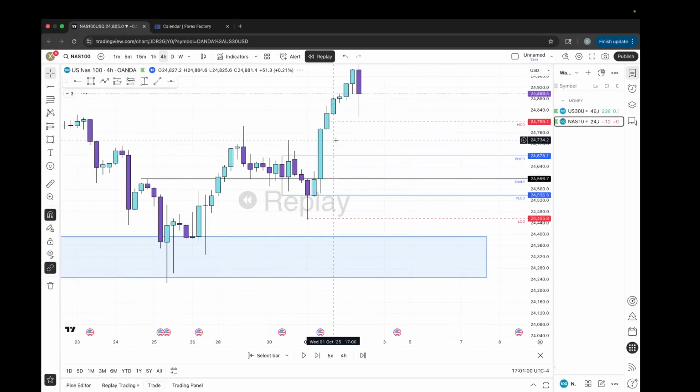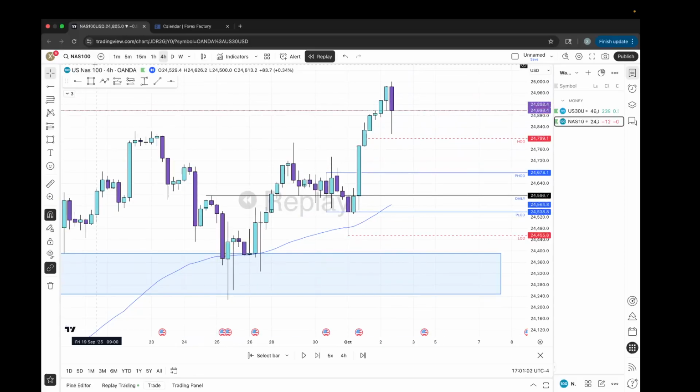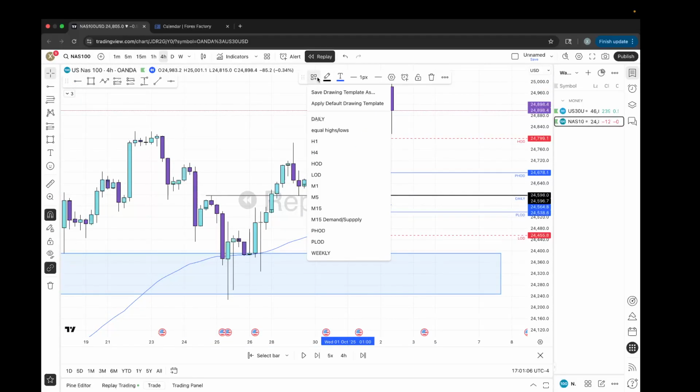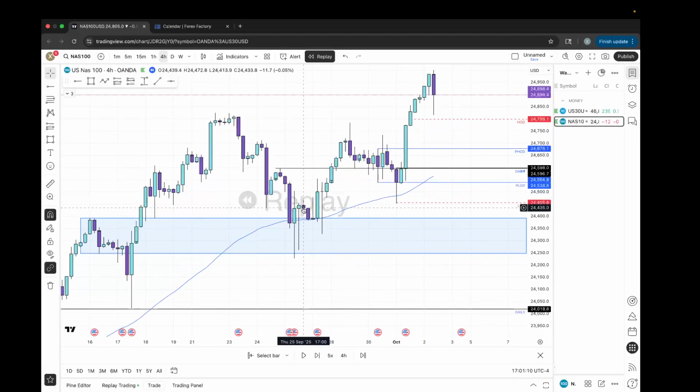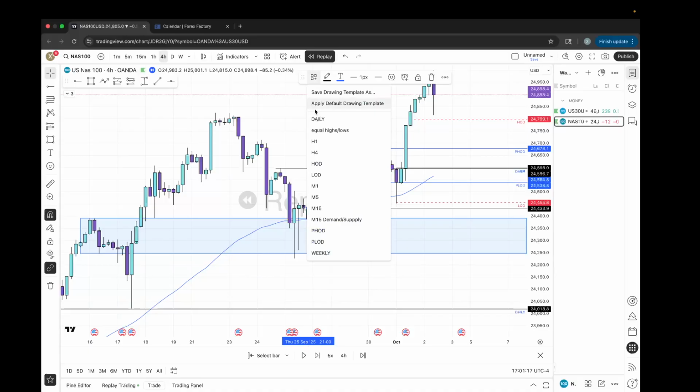We'll go into the 4 hour and we'll see what else we have. Alright, so we also have a 4 hour right on top of the daily. And see that this one is also another H4 demand.